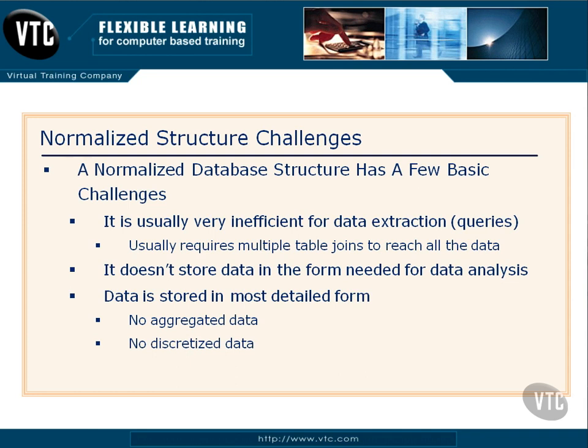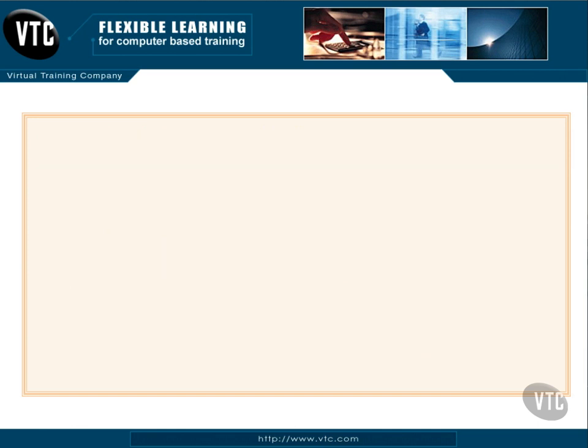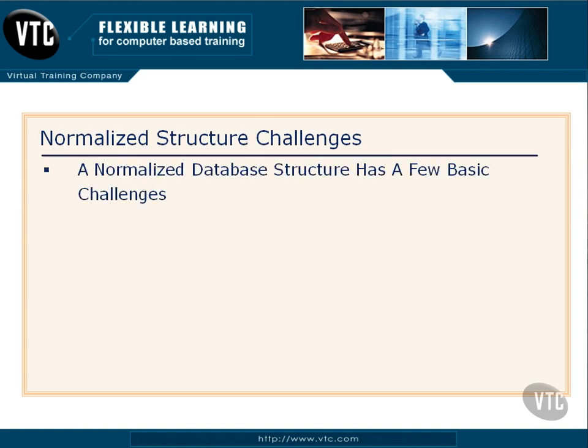And there's no discretized data. Everything's out there again in detailed form. It's not broken down by quarters, those kinds of things. And so that becomes a problem. Then our data may actually be stored not just in one normalized database, but in multiple normalized databases. And now we're doing cross-database queries with permissions and structure and all sorts of challenges.